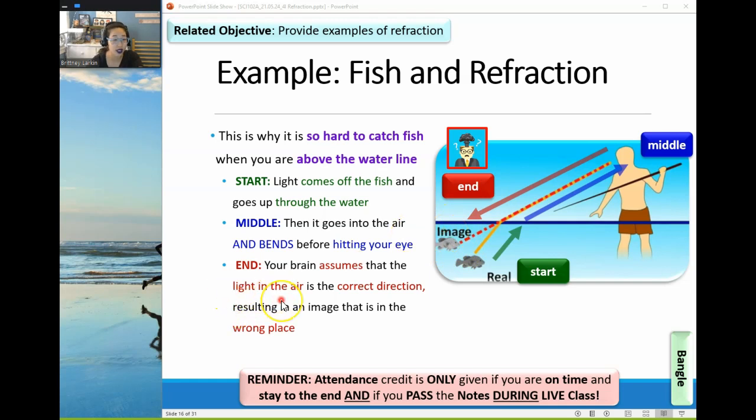So your brain assumes that the light that you see in the air is the correct direction, whereas in reality that's not true because light bends in water. But since we're not under the water, we can't observe that. And so the result is that the image is in the wrong place. A lot like with our penny, we saw that the penny was still kind of there, but it was kind of above where it was for a little bit before it completely disappeared. This is going to be number 3, so again, your brain assumes that the light in the air is correct. Go ahead and fill in the blank with the word assumes, only the word assumes. Make sure you pause the video and continue playing when you're ready.